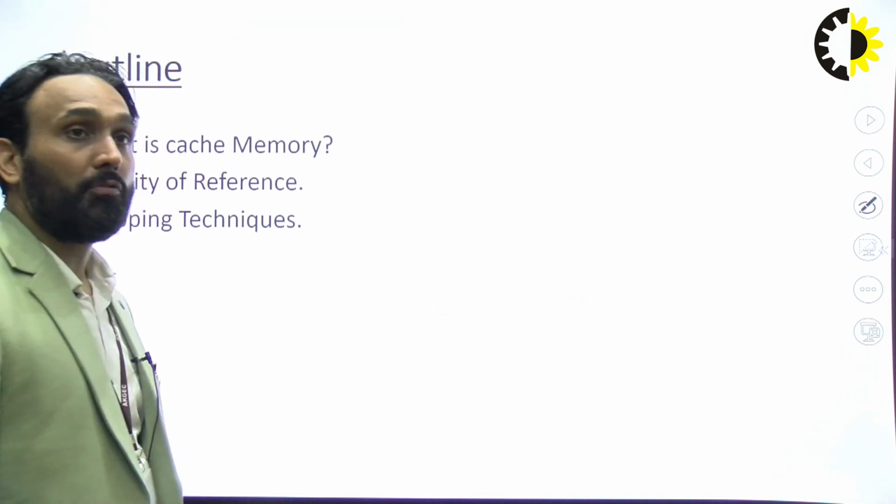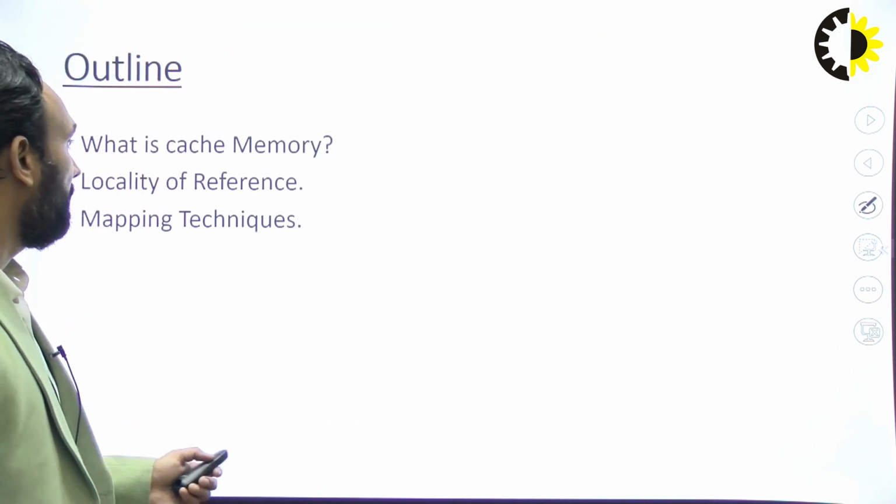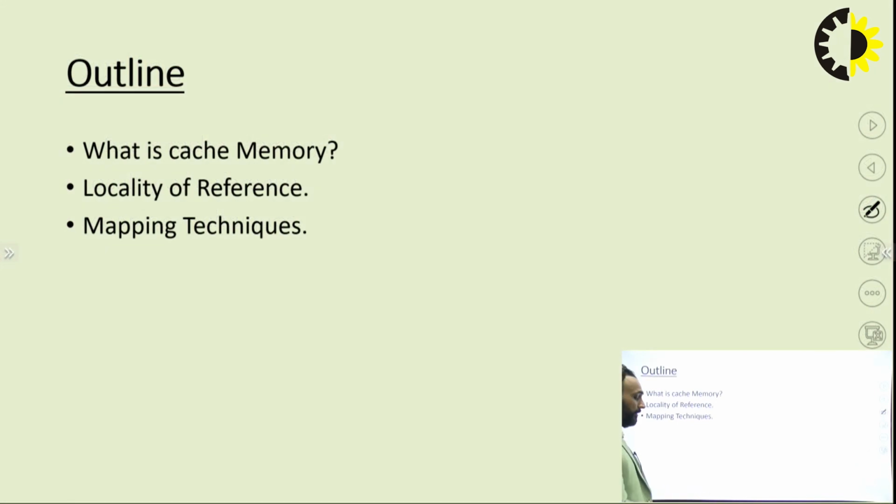Here we have the outline of our topic. First, we will know what cache memory is. Second, we will know what locality of reference is. And third, the major topic of cache memory, the mapping techniques: how to map the cache memory to the main memory.